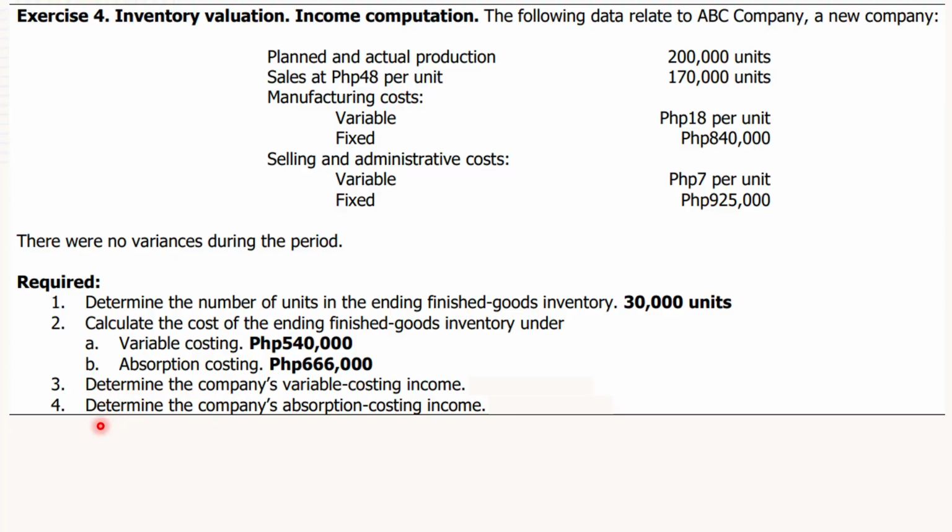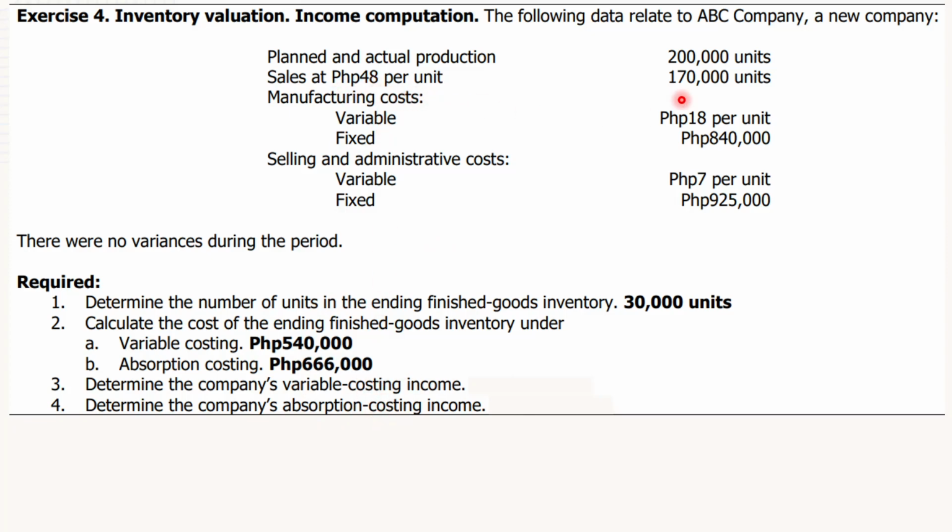This time we're going to answer number 3, then number 4. I'm going to show the correct format for variable costing. Again, the format that we will use is the contribution margin approach. Under this approach, we use behavior as the basis for classifying cost. Sales revenue minus variable cost is contribution margin, minus fixed cost, operating profit.